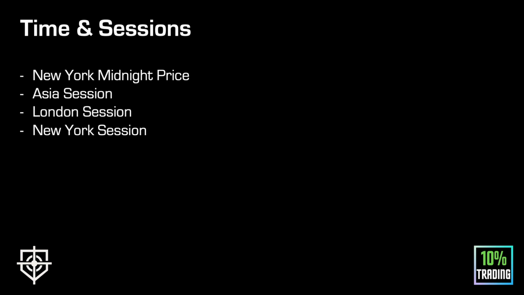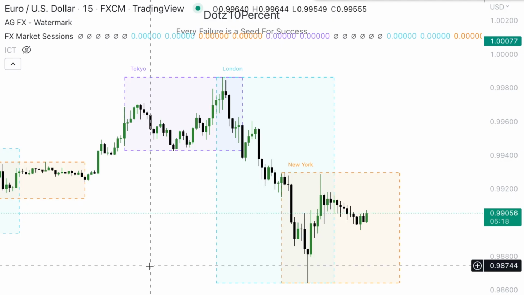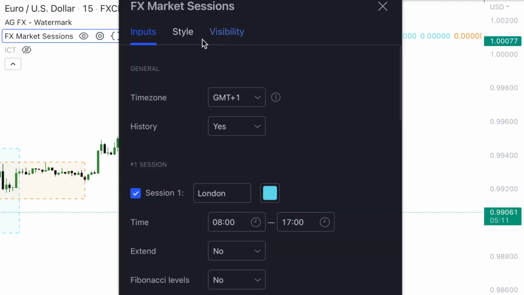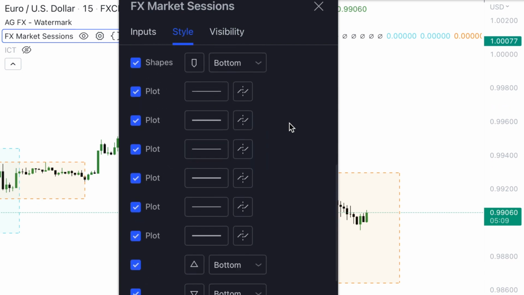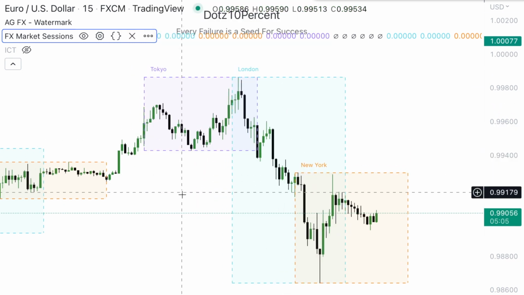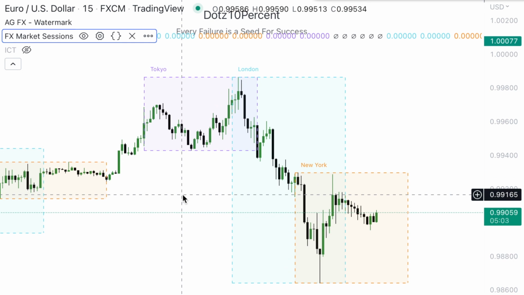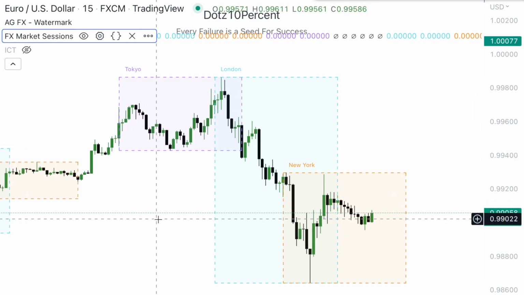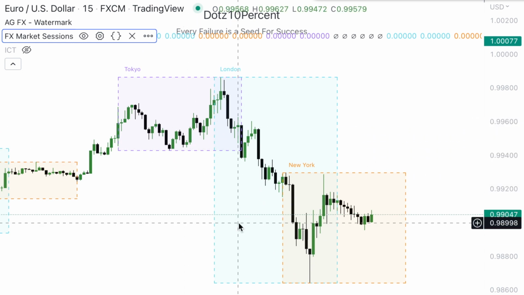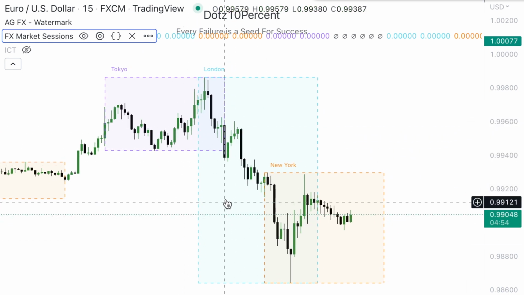Let's see what I actually mean. I'm pretty sure I've shown this indicator before, FX Market Sessions, I think by somebody called Boitoki. I'll probably paste it in chat in case that's wrong. This indicator shows me our three sessions. This is today's price action.